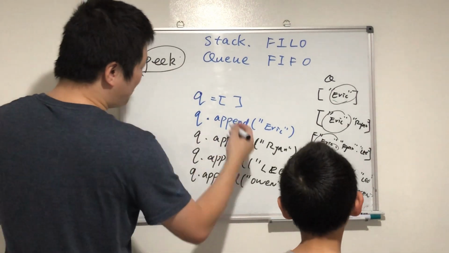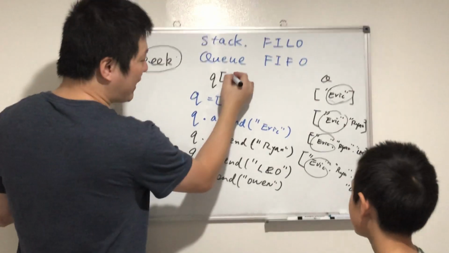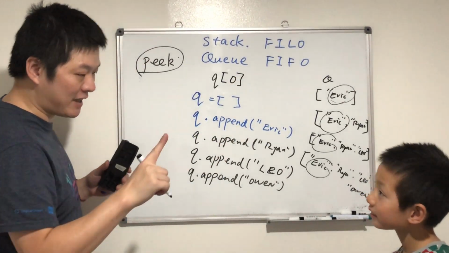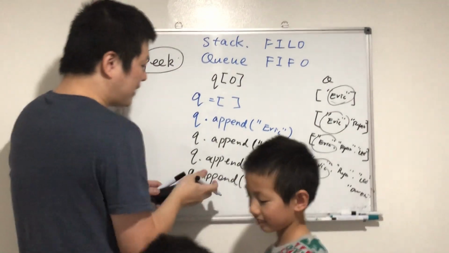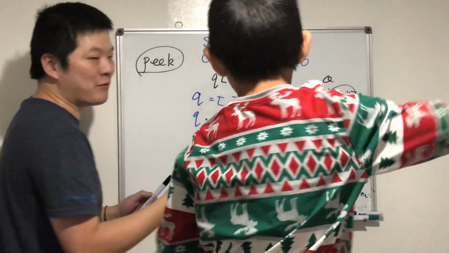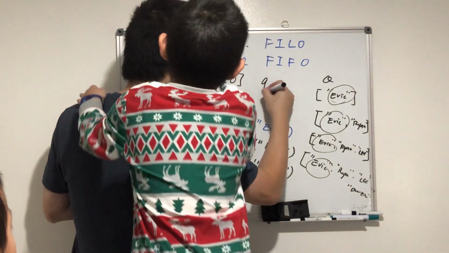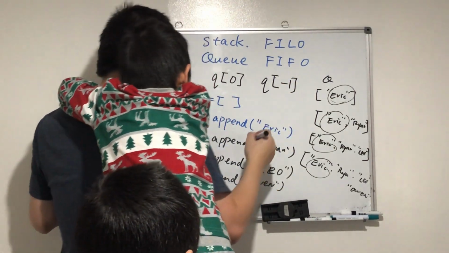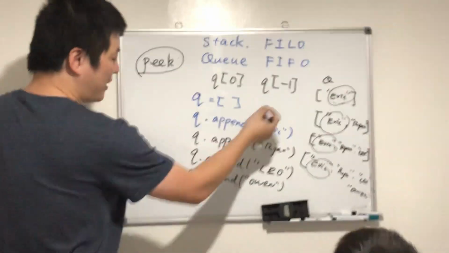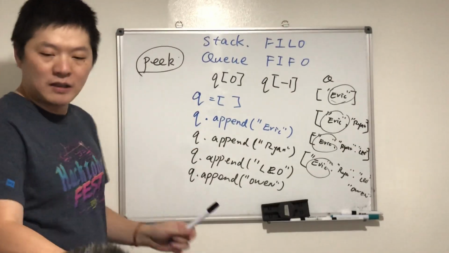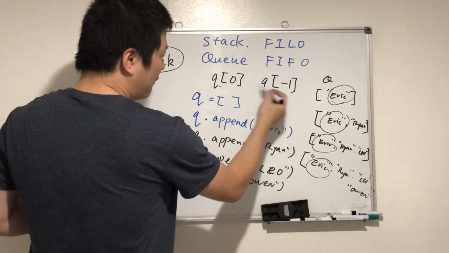So now the pick operation is simply Q, square bracket 0. 0 means the first item, right? Remember yesterday we talked about the stack. If I want to pick the last item of the stack, how do we do it? We use Q minus 1. This gets the last item, and this gets the first item. So 0 is the first item, and minus 1 is the last item.